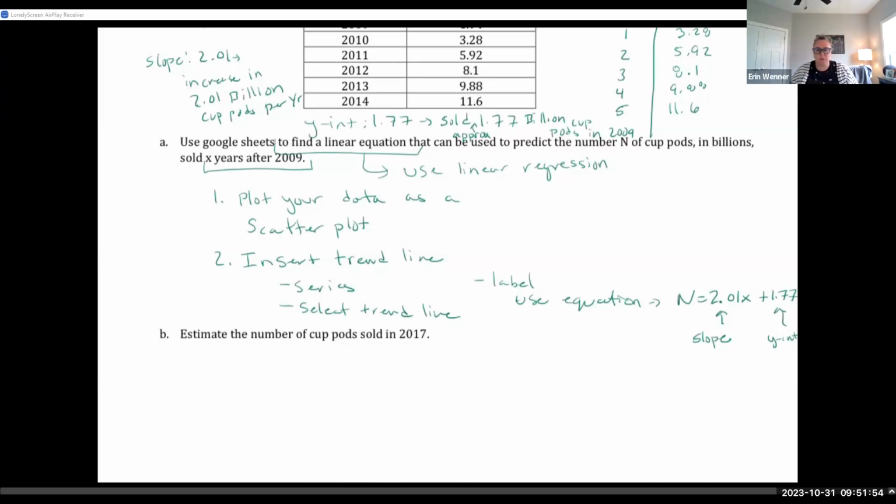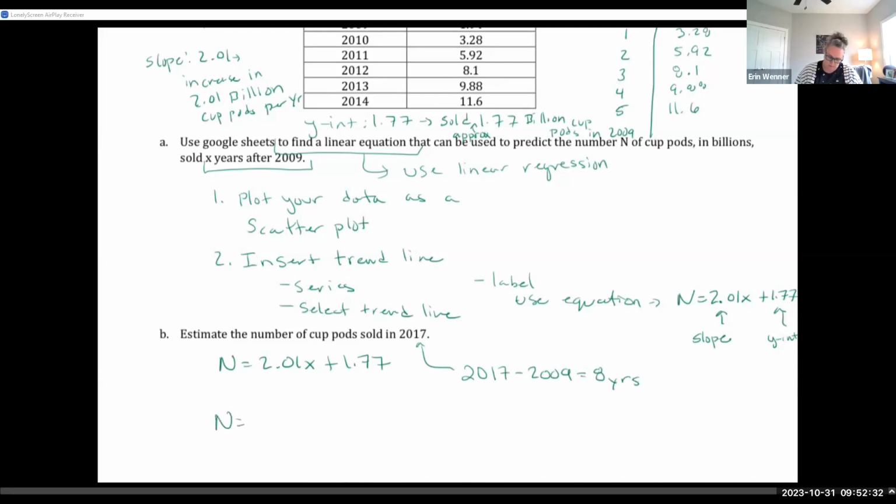So if we're predicting in 2017, we want to use this model. Let's remember our model is n equals 2.01 times x plus 1.77. And we want to know how many were sold in 2017. So in order to do that, we first have to think about, okay, well, x is measuring years since 2009. So we'll take 2017 minus 2009, which is a difference of 8 years. Okay, so if we plug the 8 in for x, we're going to have 2.01 times 8.